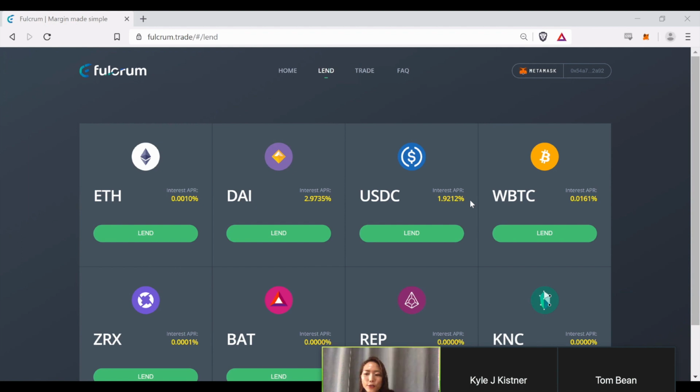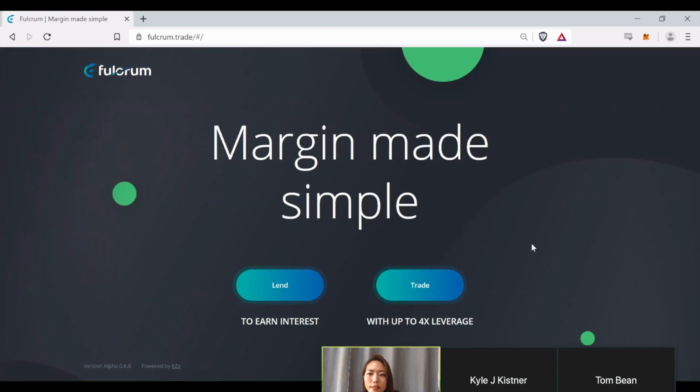So today we are here with Tom and Kyle, the co-founders of bZx. bZx recently launched this lending margin platform called Fulcrum, which also integrates with Kyber. Congratulations on the launch, Tom, Kyle, and thanks for joining the call. Yeah, thanks for having us. I'm super excited to introduce Fulcrum and find out more about it. Shall you give us some introduction about Fulcrum?